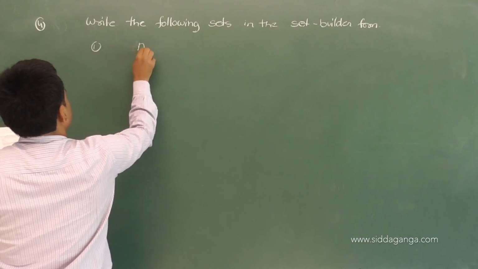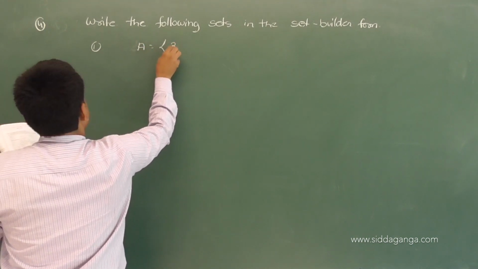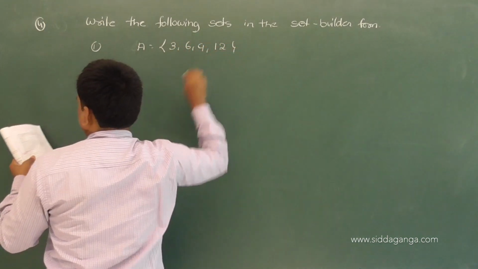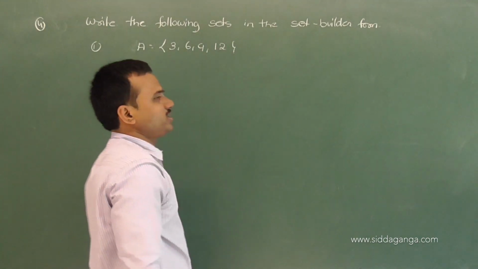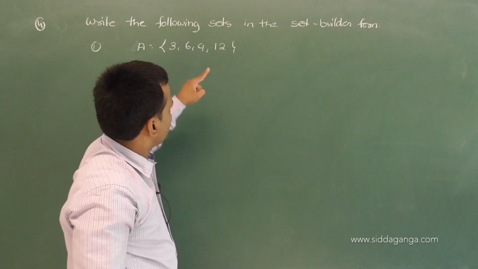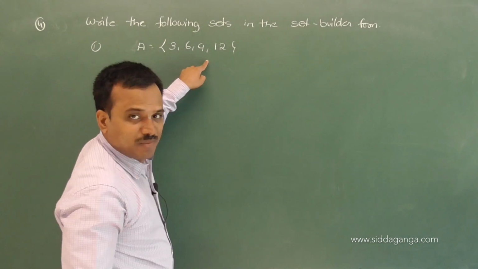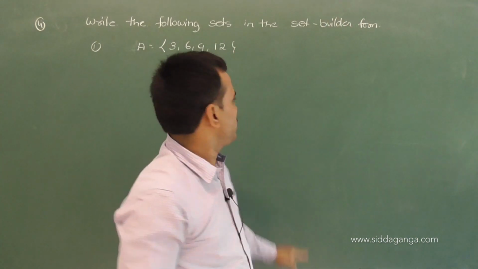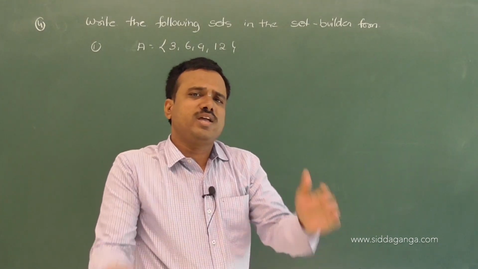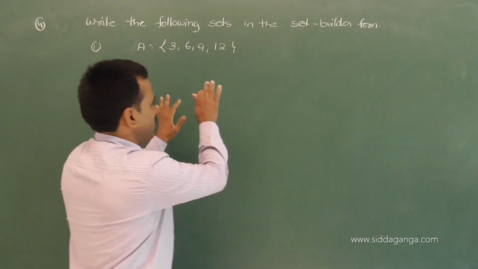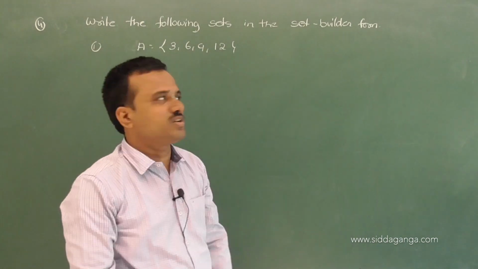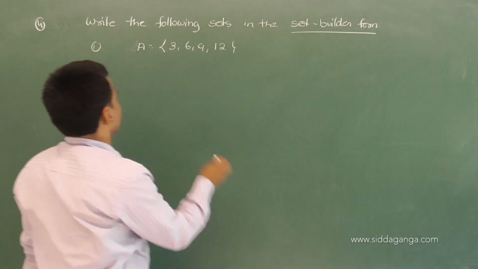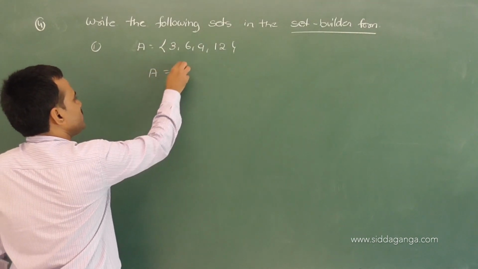So we write A. A is equal to 3, 6, 9, 12. He has given it in tabular form. We have to write it in set builder form. Tabular form means he writes all the collection of the elements within a pair of curly brackets. What we do is write it in set builder form. So for that, A is equal to.